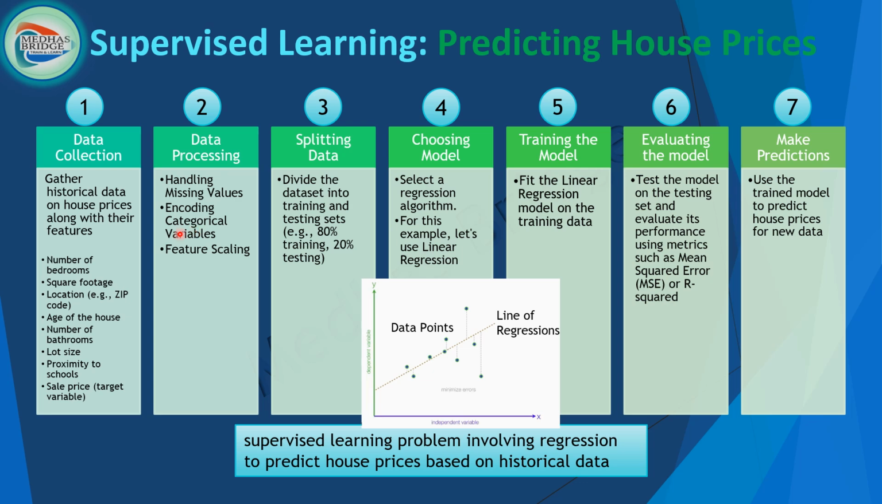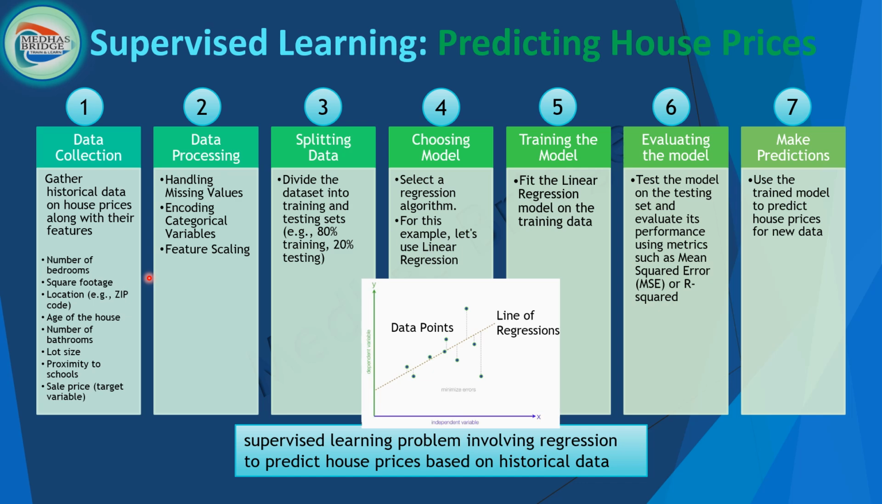So what is the first step? The first step is data collection, meaning gathering historical data on house prices along with their features. When you say that, like number of bedrooms, square footage, location, age of the house, number of bathrooms, lot size, proximity to schools, and the sales price, the target variable value, things like that. This is the sort of data that you are going to collect, but make sure you have accurate data, otherwise your predictions may go wrong.